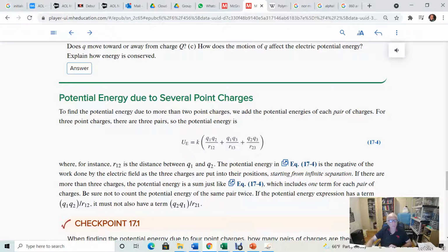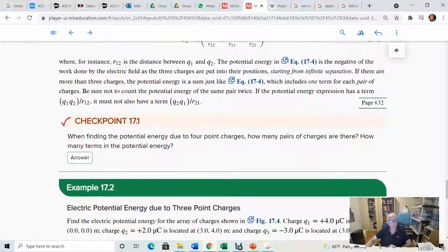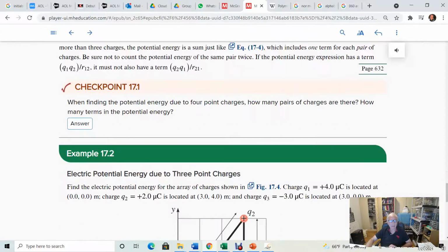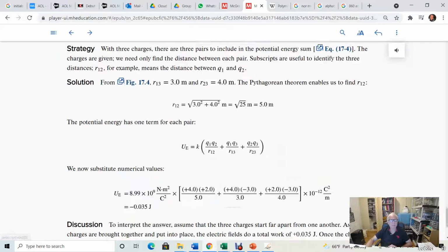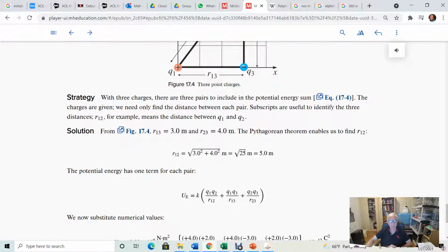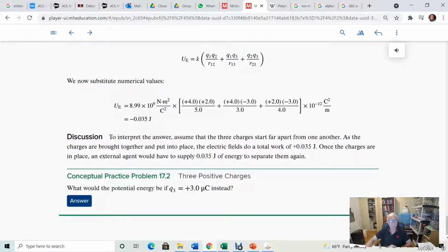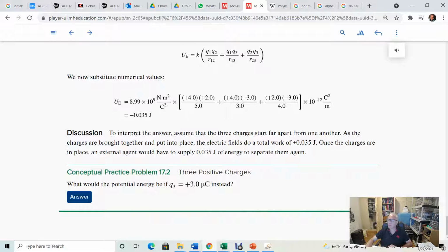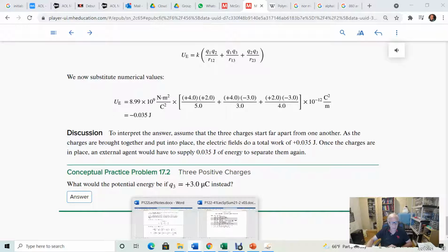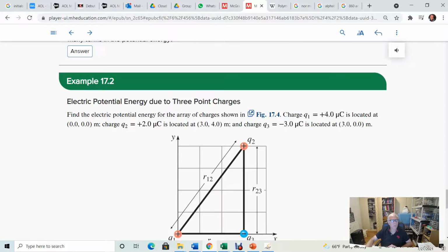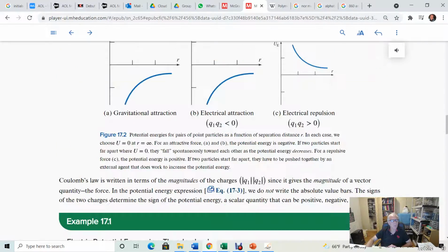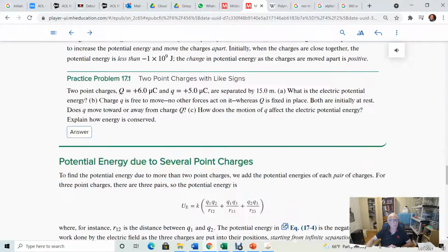So here you go, potential energy of several point charges. That's what we have. I did that for you. Electric potential energy due to 3 point charges. Okay? We did that. We didn't do it numerically, but you can do that numerically. And we are done with this section. Let's take a look here. That's going to be section 17.1.